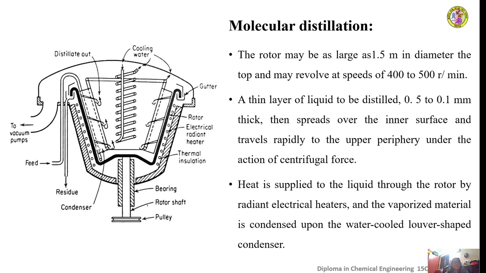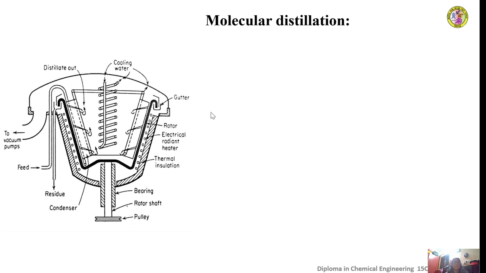Heat is supplied to the liquid through the rotor by radiant electric heaters, and vaporized material is condensed upon a water cooled saucer shaped condenser. See, the liquid film, as it passes up as a thin layer over the inner surface of the rotor, so below the rotor there is a radiant electric heater. So this supplies the heat through the rotor to the liquid that is flowing as a thin film. So due to that heating, the vaporization from the surface of the liquid takes place and the vapor produced will then be condensed on a saucer shaped condenser kept at a small distance from the surface of the liquid phase. So that is how we can get the distillation done in a molecular distillation apparatus.